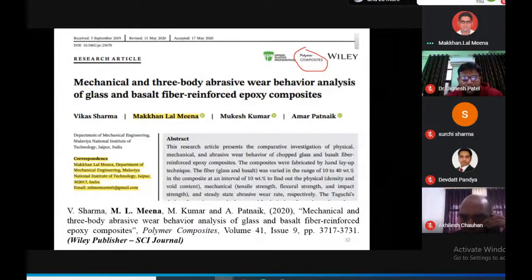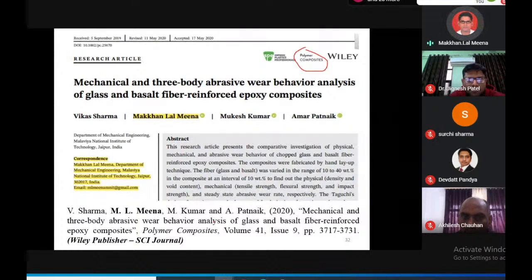This case study presents a comparative investigation of the physical, mechanical, and abrasive wear behavior of chopped glass and basalt fiber reinforced epoxy composites. The composites were fabricated by the hand layup technique. We selected two fibers. One is glass, the second is basalt. Glass is a fiber and basalt is also a fiber.